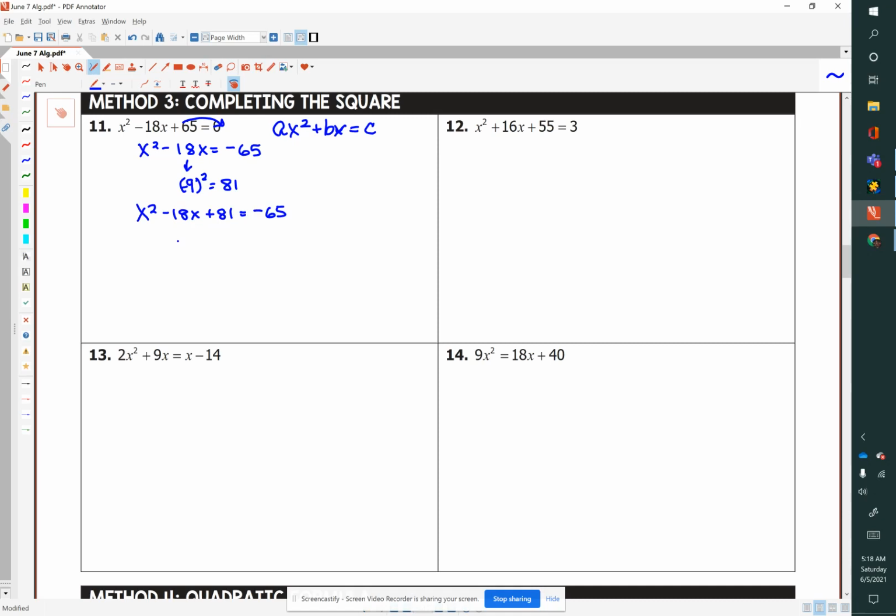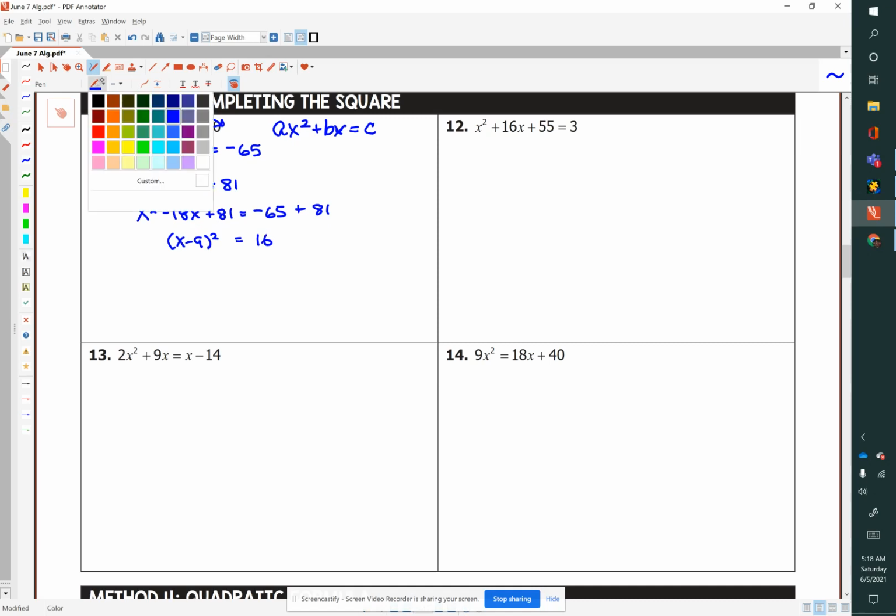And now we're going to factor. Let me add my 81 there. There we go. Now we're going to combine the right side, and we're going to factor the left side. And when we factor the left side, we need two numbers that add to negative 18 and multiply to 81. So that would be x minus 9. So that would actually be x minus 9 squared equals negative 65 plus 81, which is 16.